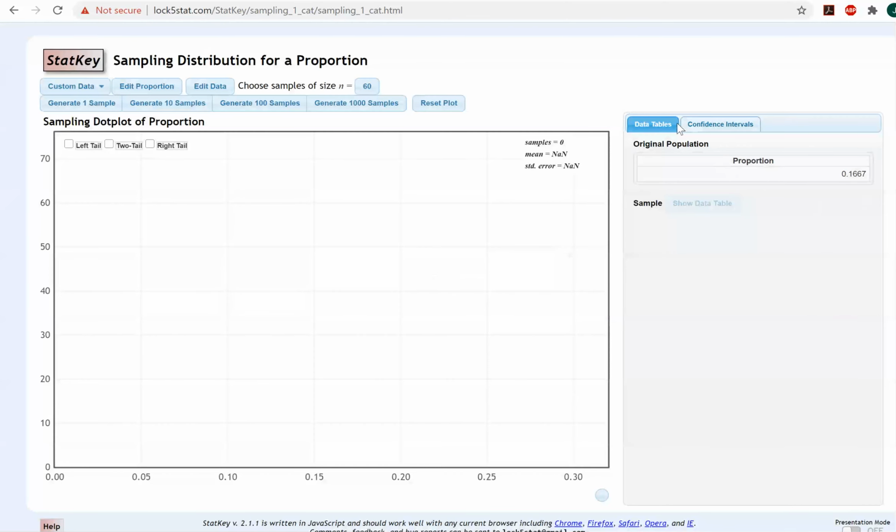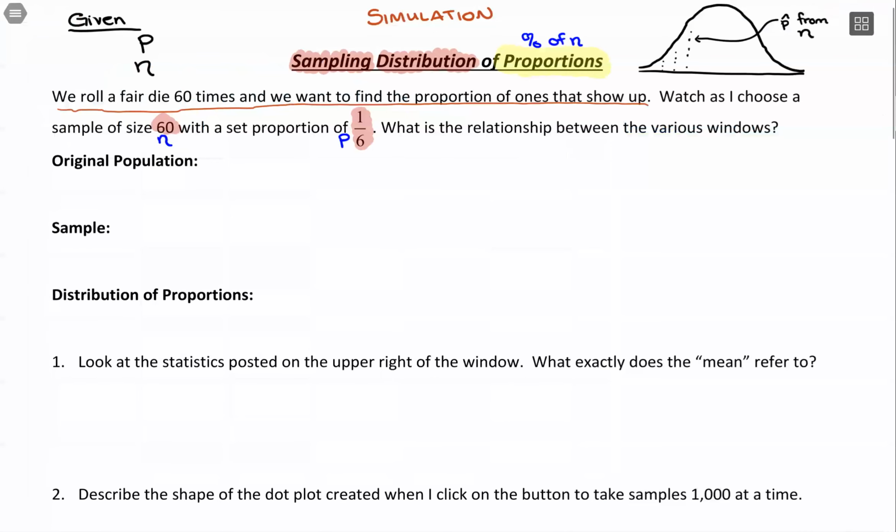So what I'm going to do here is we're going to have some different windows. We'll have this original population, which actually is already set here. That's just showing us our population proportion. So in fact, I'm going to fill in that information there because we're going to talk about the relationship between the windows. Original population is a set population proportion. So in that window, we're just showing what we expect for our proportions.